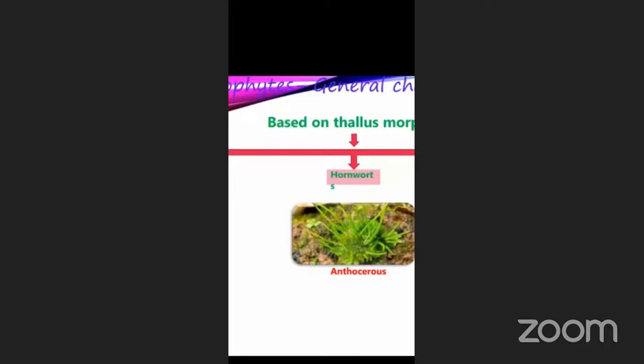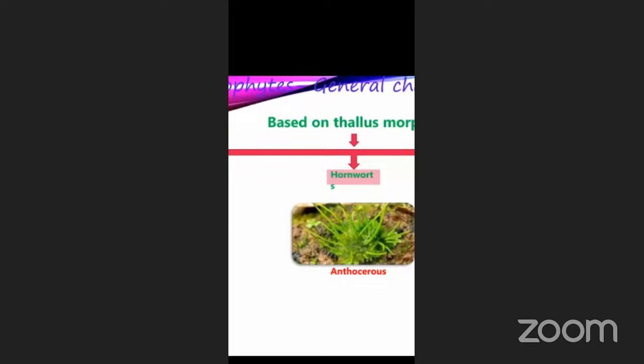So inside the capsule, sporogenous tissue is present. The sporogenous tissue produces the spores. During the formation of spores from the sporogenous tissue, some elaters also appear. In Marchantia we call them elaters, but in Anthoceros we call them pseudo-elaters.